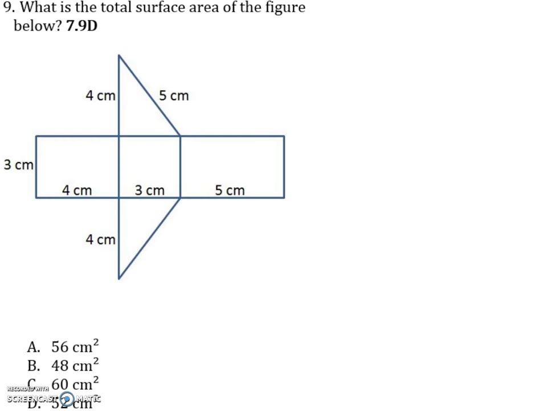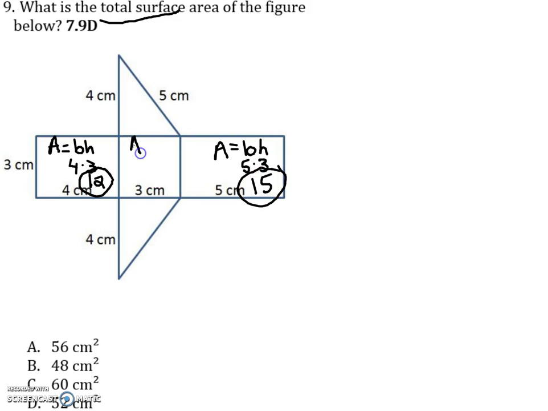On question number 9, we want to know the total surface area. So we're going to find the area of each individual shape. So area equals base times height. 4 times 3 is 12. All right, if this is 3, this is 3. So area equals base times height. 5 times 3 is 15. Okay, then we have area equals base times height. 3 times 3 is 9.